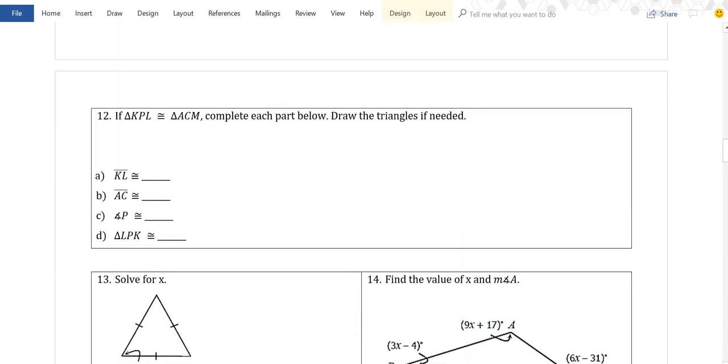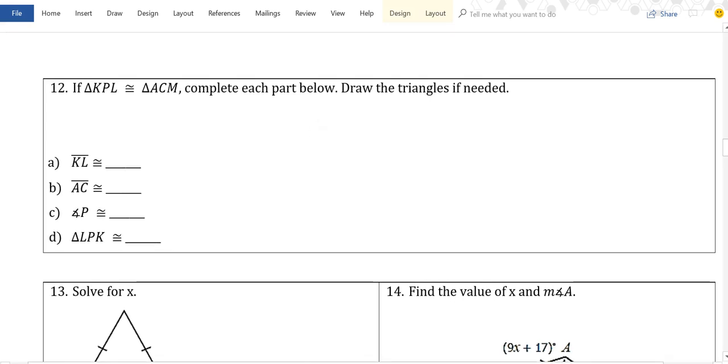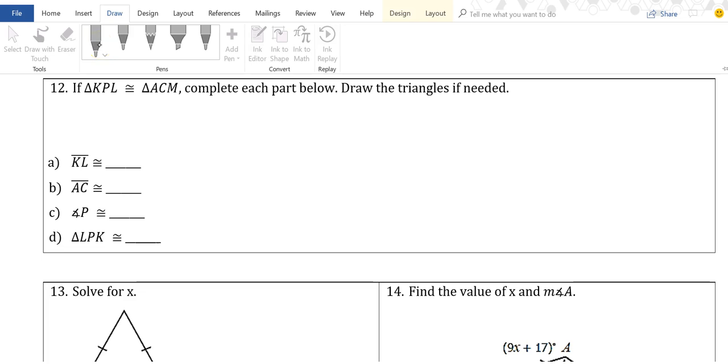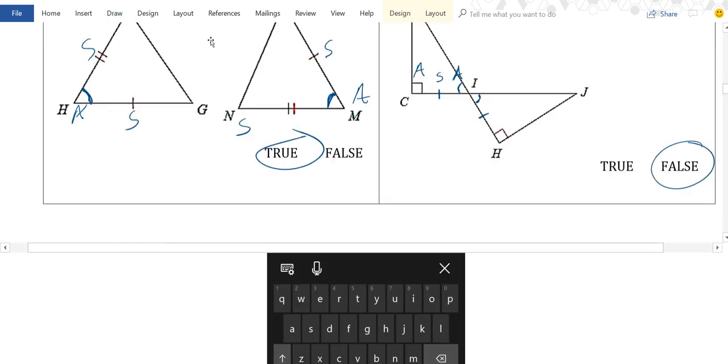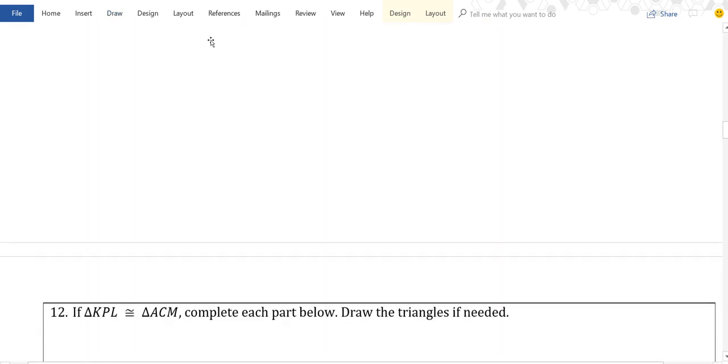Okay. Number 12. Complete each part below. Draw the triangles if needed. So you can draw your triangles here, but as we learned in the notes, it's sometimes easier if we just label. So for this one, if we go ahead and label our order, and for some reason my pen's not working. Hold on. See if we can get this going.